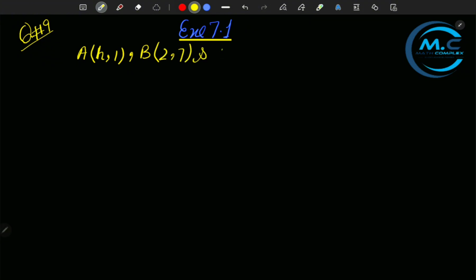And the coordinates of the point C are minus 6 comma minus 7. These are the vertices of a right angle triangle. Consider a right angle triangle. If the right angle is at vertex A, then we have to find the value of h.